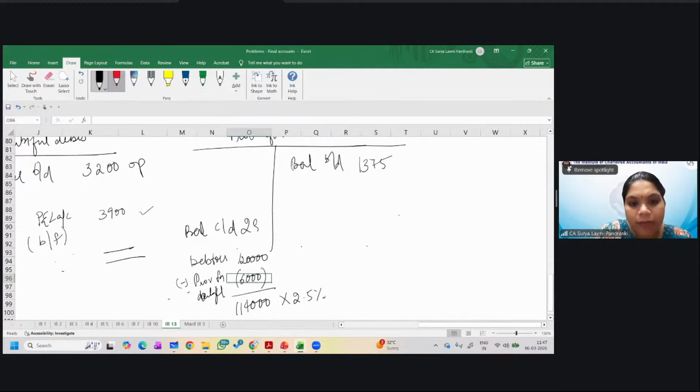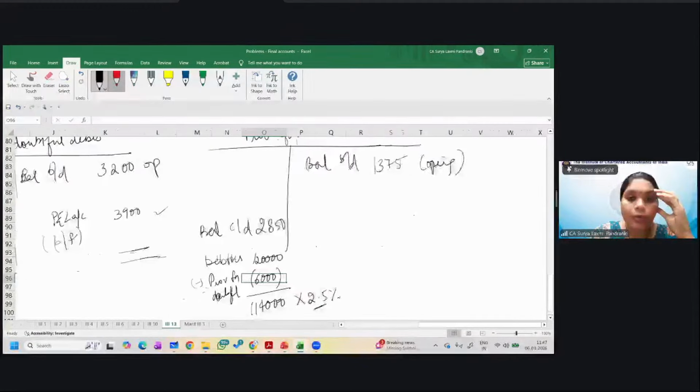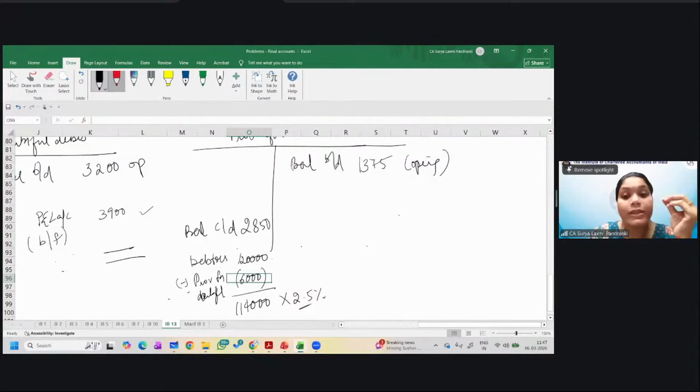2850 only. Okay, 2850. So the opening balance is given in the trial balance, and the closing balance I have calculated. I've taken debtors, removed the closing balance of provision for doubtful debts, and on that I have applied 2.5%. Now, what is the balancing figure? On which side do you have a balancing figure, debit side or credit side? Tell me the balancing figure.